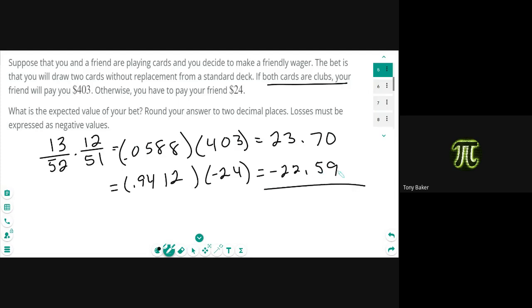And then we add those together. 1 minus, so this is 1 minus 0.0588. Because you win at that, everything else you lose. So you just want to subtract it.